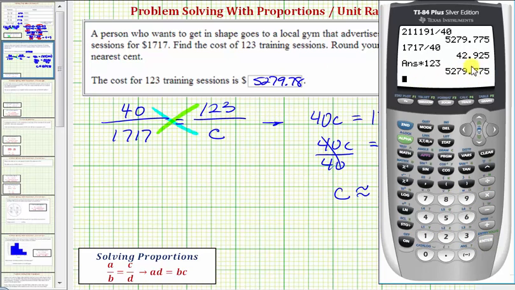However, if we do take this approach, we don't want to round this value here, multiply by 123 and then round again, because that would give us more of an error. But I did want to show how we can solve this problem more than one way.